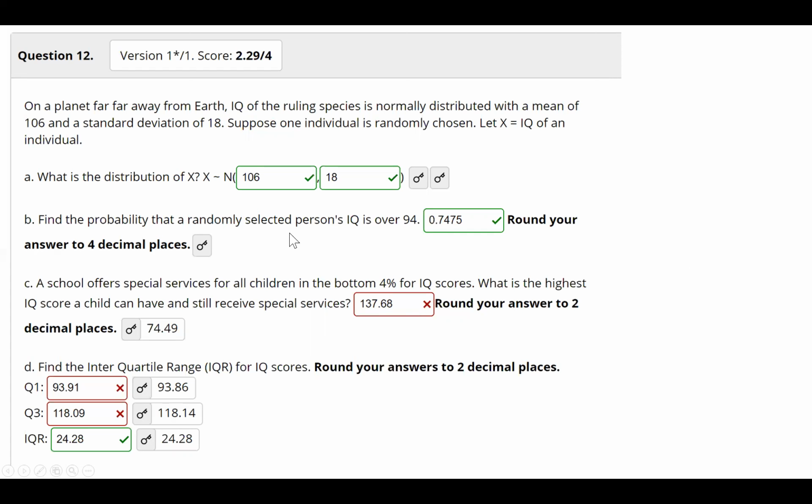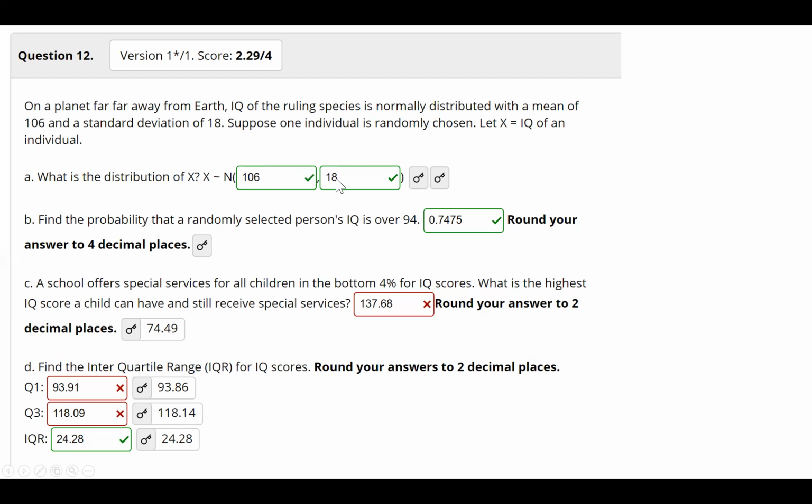On a planet far away from Earth, the IQ of a ruling species is normally distributed with a mean of 106. Pretty smart species. Standard deviation of 18. Suppose one individual is randomly selected from this outer space group. Let's go from there. The first question is, what's the distribution? This is what we plug in here. That 106 comes in as the mean, and that's the standard deviation, right? That's normal for us. You should be able to do this by now.